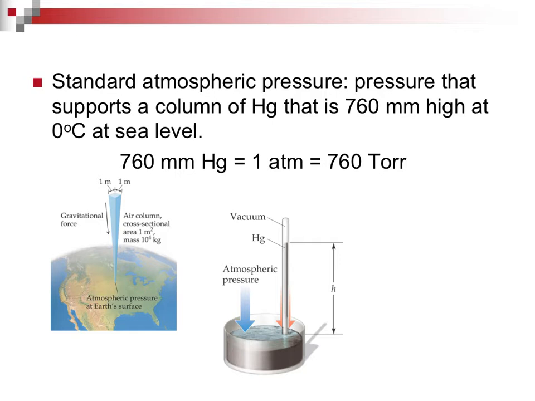Well, in chemistry, we talk about a standard atmospheric pressure. It will support a column of mercury, there it is, that is 760 millimeters high at 0 degrees centigrade and at sea level. Here are the conversion factors that you will use. You will be converting between millimeters of mercury, atmospheres, and torrs.